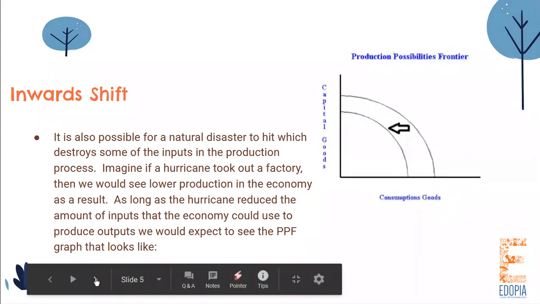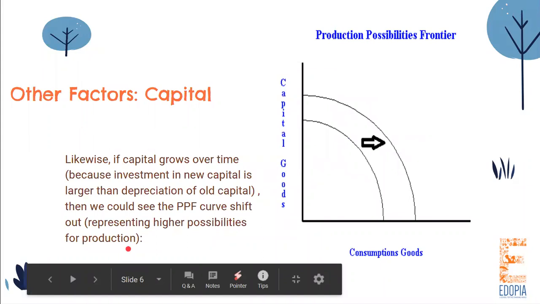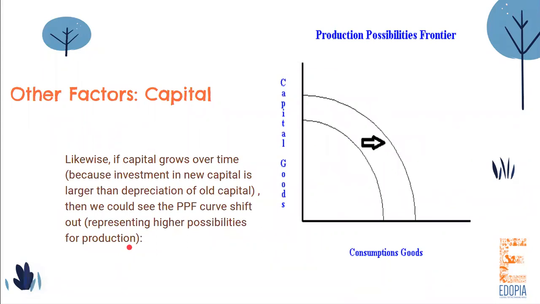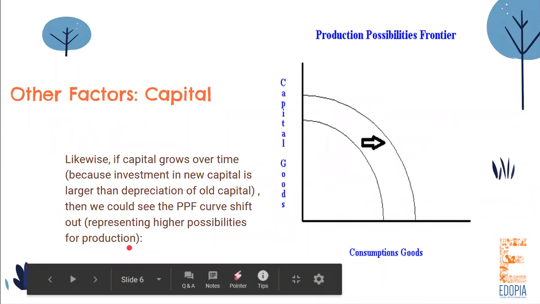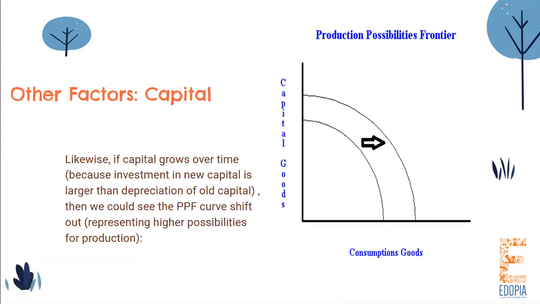Then we move further and we realize that another factor that can lead towards an outward shift of the production is when there's an increase in the capital, like machinery or overall tools of the economy or the business, which have increased or have improved in their efficiency or quality.